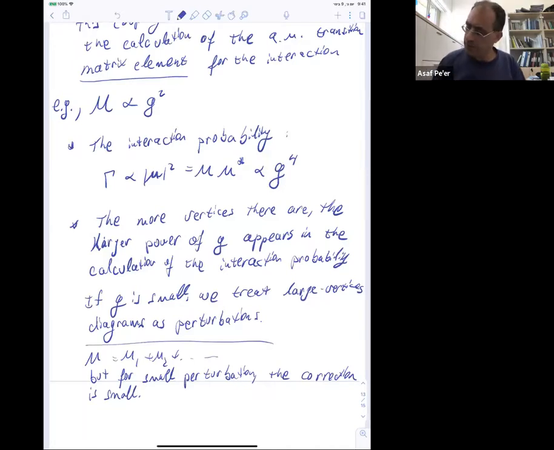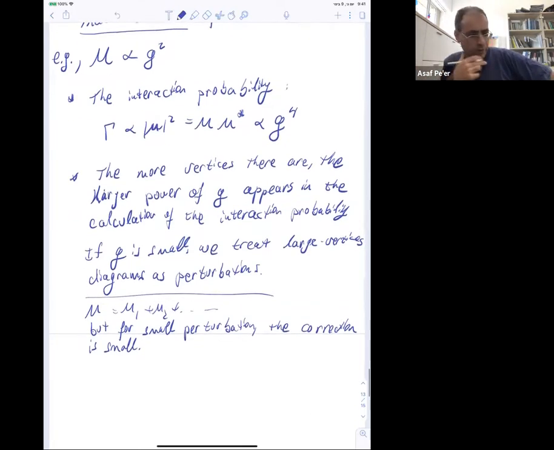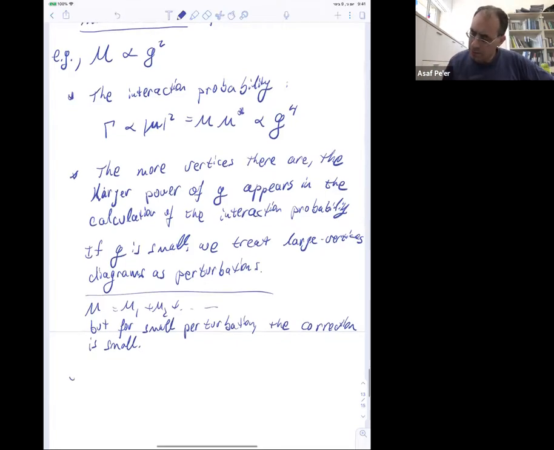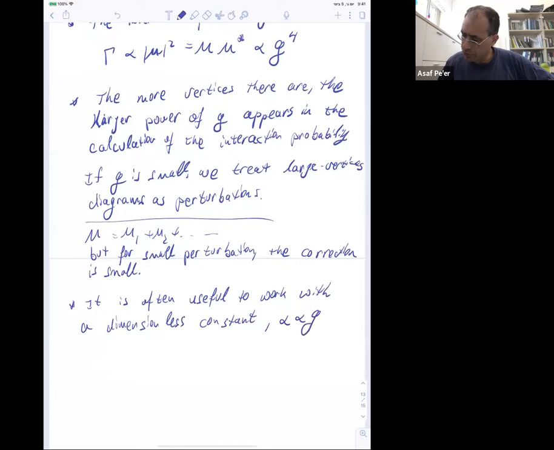Now, just to give you some more final comments: since in a scattering problem the number of vertices is going to be even, it's often useful to work, rather than with G, with the dimensionless constant, which is called alpha. Alpha is proportional to G squared.